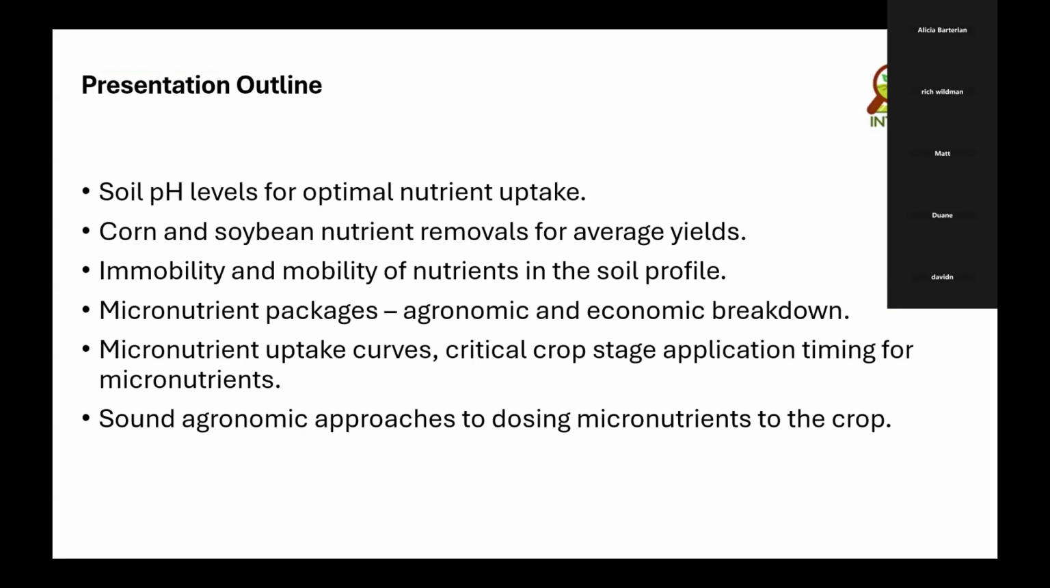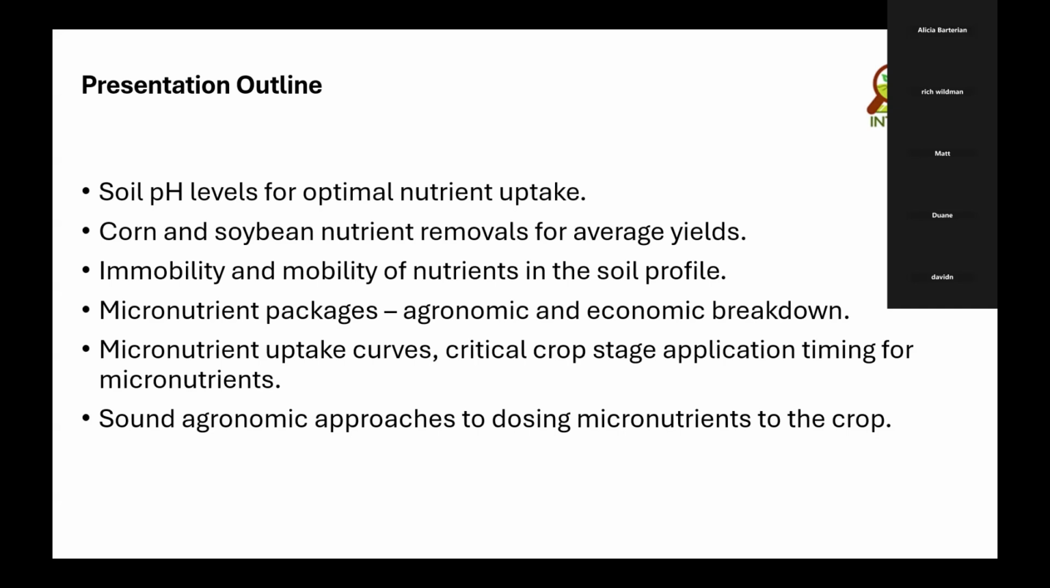Okay, so to go over the presentation outline, what we're going to be talking about today is the criteria that we need to make sure are all in line if we're going to apply these micro packs. So we're going to start with pH. We need to make sure that those are at optimal levels for nutrient uptake.